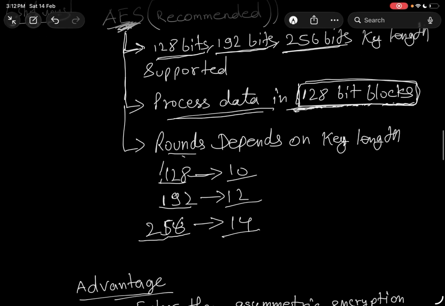Now the number of rounds depends on the key length. If the key length is 128, the rounds are 10. If the key length is 192, the rounds are 12. If the key length is 256, the rounds are 14.